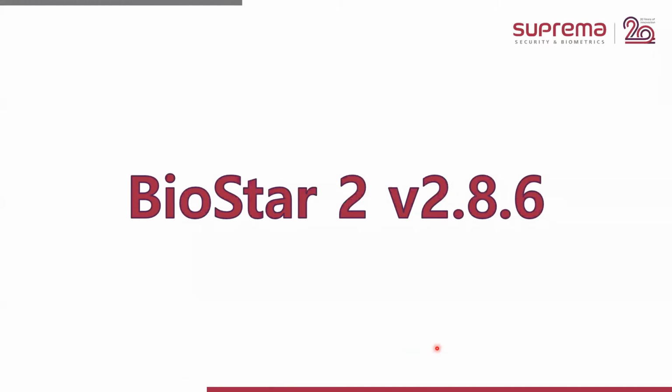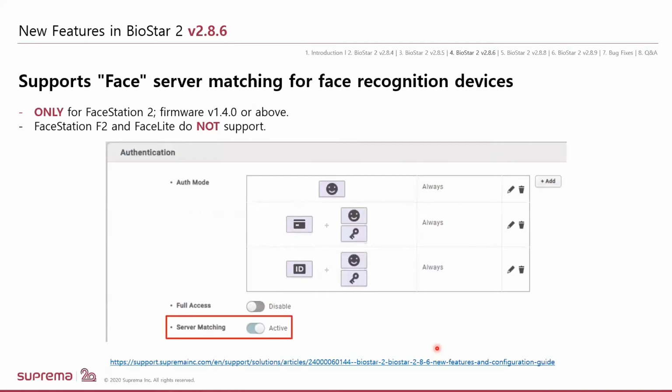The third chapter is BioStar 2.8.6. BioStar 2.8.6 supports server matching of FaceStation 2, which many customers have been waiting for. However, to use this function, the firmware version must be 1.8.4 or later, and FaceStation F2 and FaceLite do not support server matching.